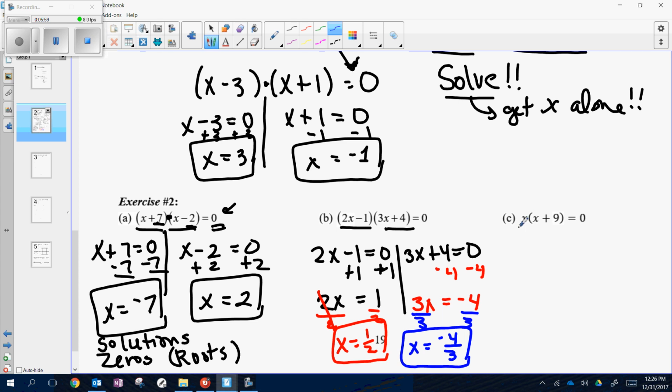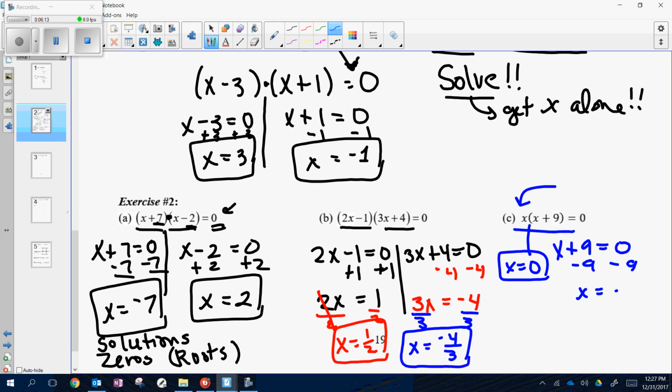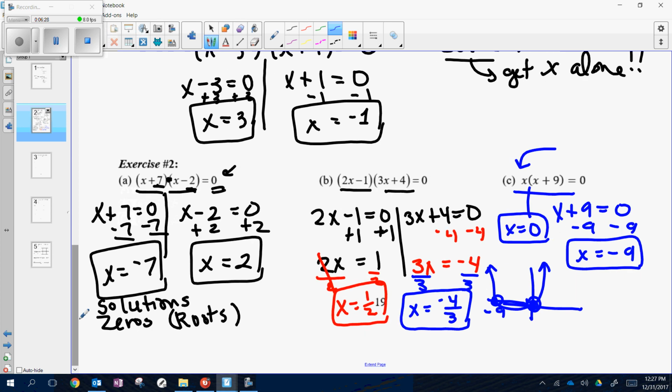This one, it is in factored form. It just looks a little weird because you had an x out front, which means x could be 0, and that one's actually done. X plus 9 equals 0. Subtract 9. X equals -9. So this, if you looked at this on a graph, you'd have a 0 at 0 and 1 at -9. Perfectly fine. You can have an intercept at 0. It's just a little weird looking.